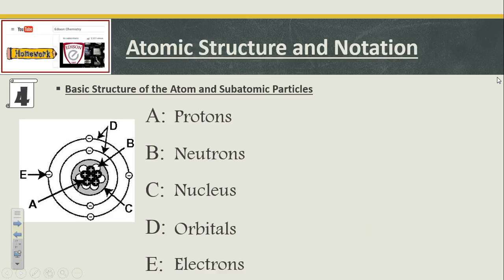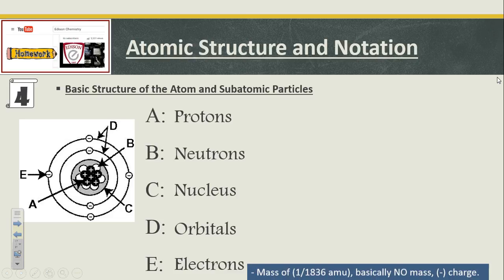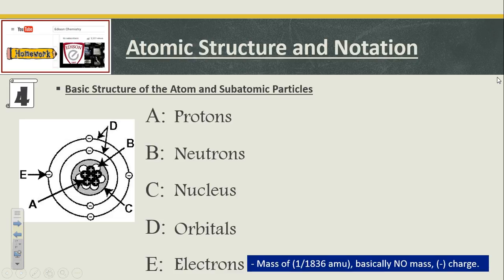And the last thing, E, for electrons, they have a mass of 1 over 1,836 AMUs. So that basically has no mass and a negative charge, which J.J. Thomson and his cathode ray experiment proved. Okay, so that's your basic structure of the atom. No mass, negative charge for the electrons. So memorize this. Take a mental photograph in addition to your notes and just burn it in there.